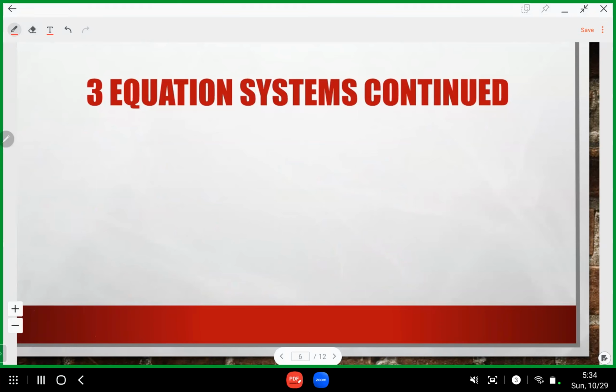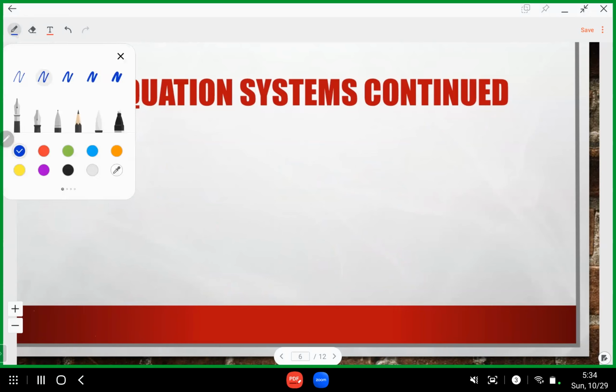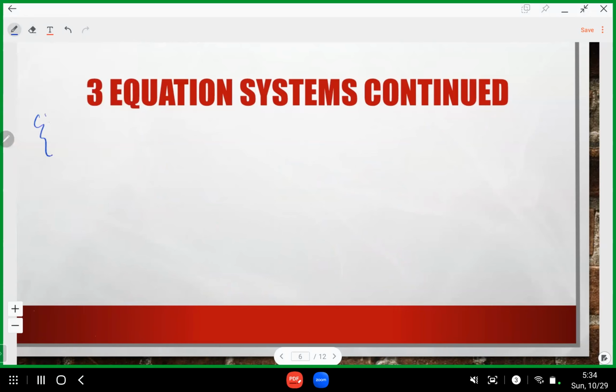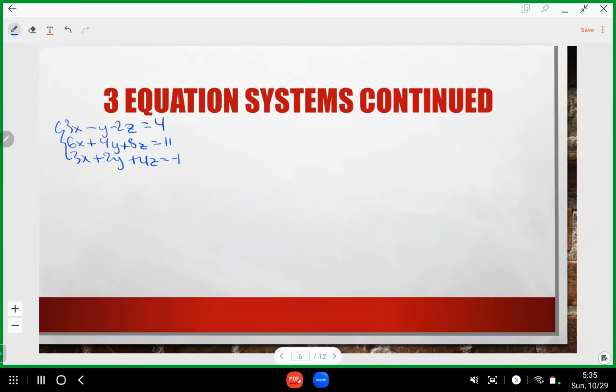We have 3x minus y minus 2z, no, not 2x, 2z is equal to 4. 6x plus 4y plus 8z is equal to 11. 3x plus 2y plus 4z is equal to negative 1. Right. So now we look at this. Inconsistent. It's inconsistent because the second and the third equations are pretty much the same except for the end.